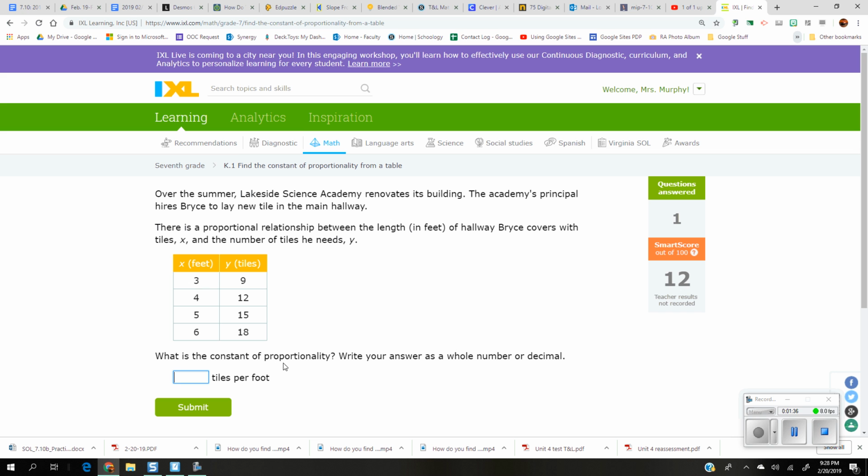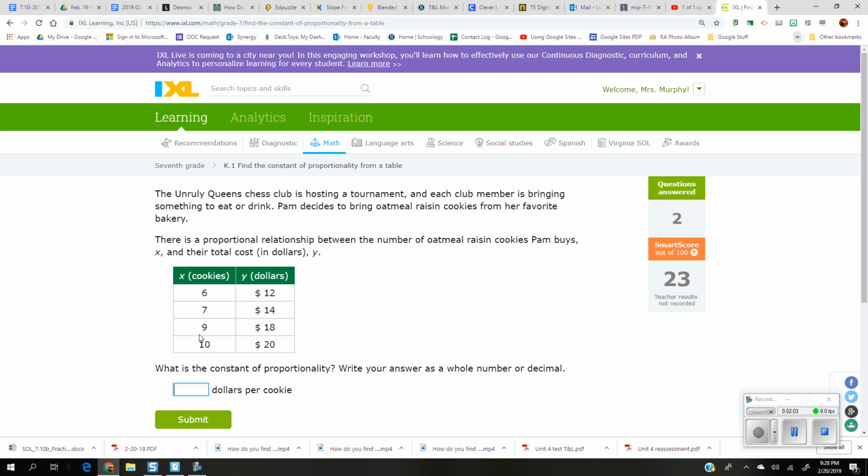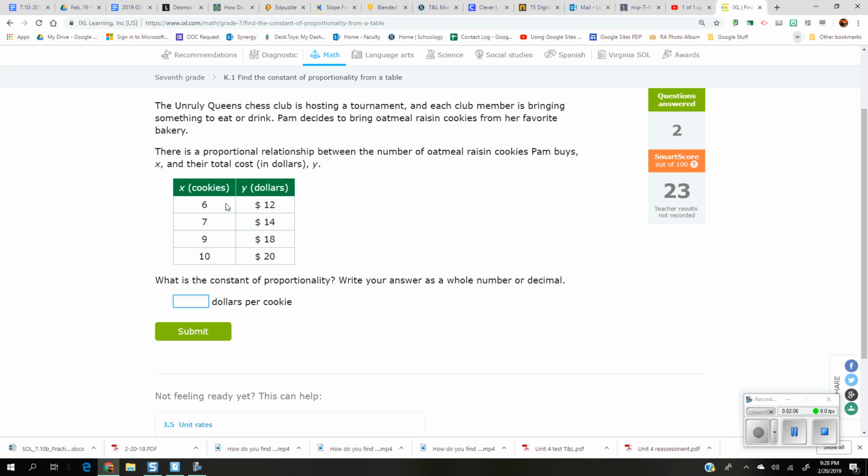Okay, this one, what's the constant of proportionality? All right, we can read this whole big thing if you want, but you probably don't want to. So 3 times what is 9? Well, 3 times 3 is 9. Is 4 times 3 12? Yep. 5 times 3 15? Yep. 6 times 3 18. So our constant is 3 because we multiplied all of the x's by 3 to get y. Boom. All right, so what's the constant of proportionality here? 6 times 2 is 12. 7 times 2 is 14. So, of course, it's 2.